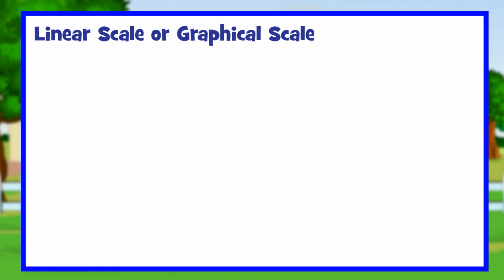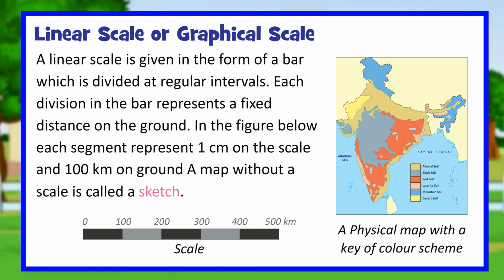Linear scale or graphical scale. A linear scale is given in the form of a bar which is divided at regular intervals. Each division in the bar represents a fixed distance on the ground. In the figure below, each segment represents 1 centimeter on the scale and 100 kilometers on the ground. A map without a scale is called a sketch.